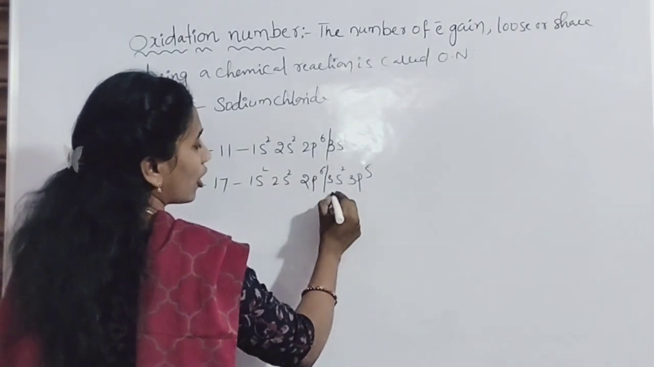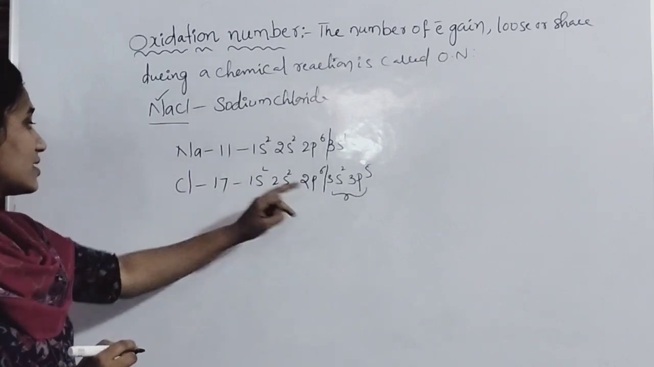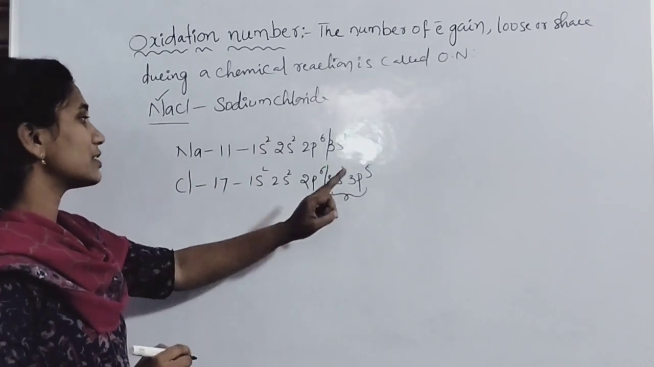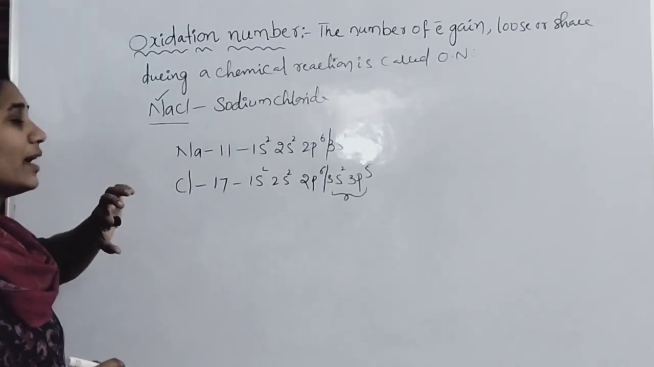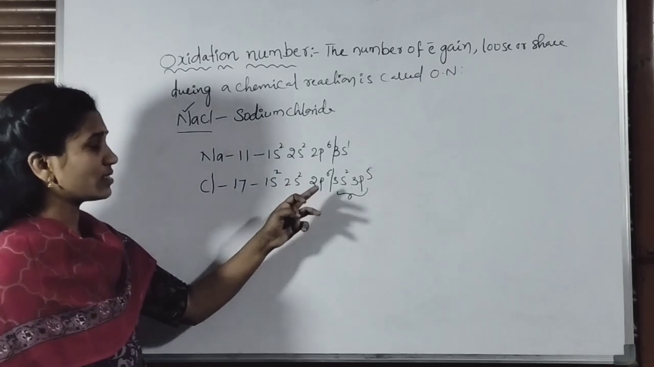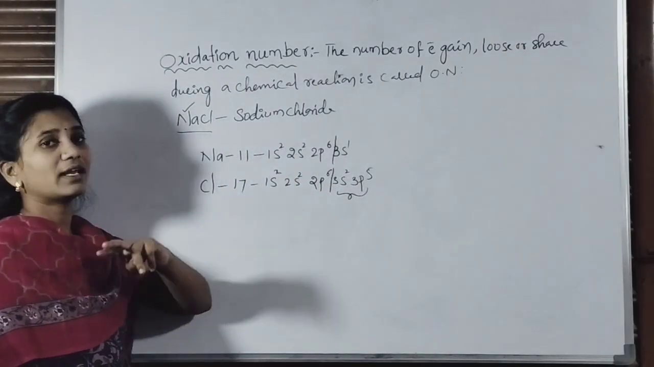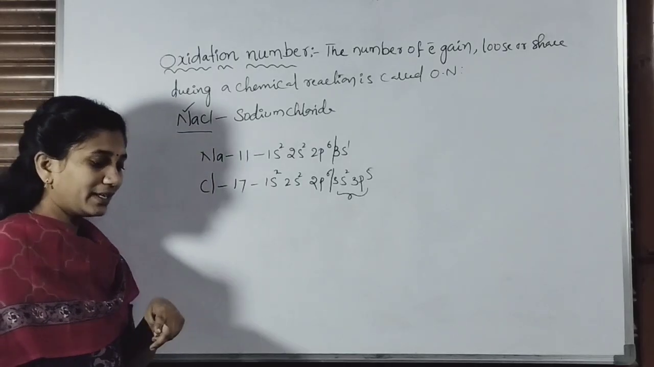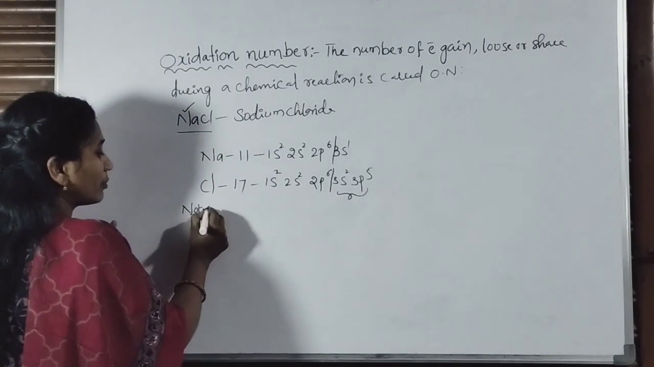In the last shell, how many electrons do we have? We have 7 electrons in the valency shell of the chlorine atom, and only 1 electron in the valency shell of sodium. So these are the electronic configurations for the two different elements in the given compound. But here one more note we have to observe and keep in mind.